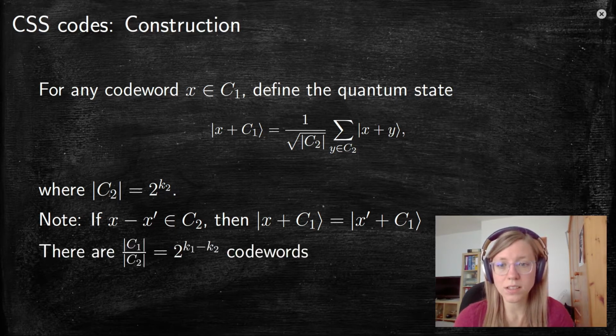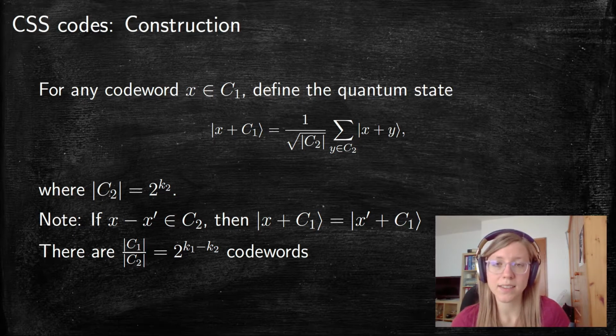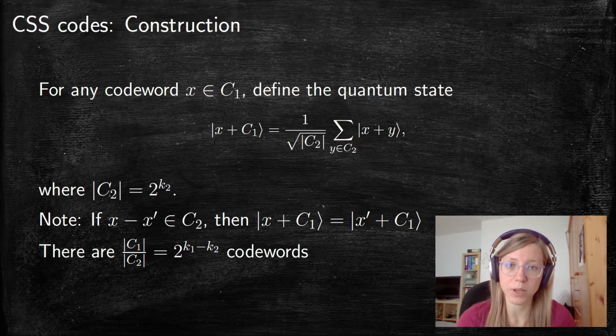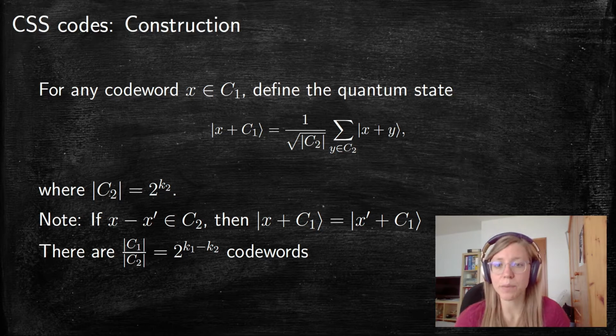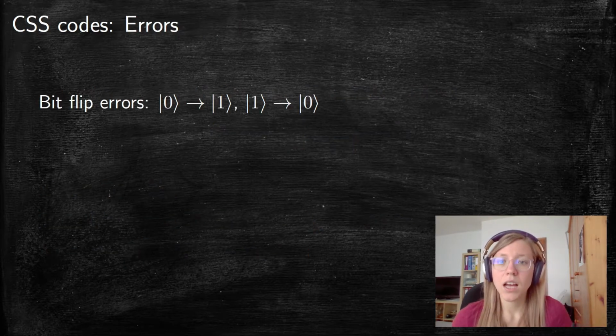Just a consequence of this is that the quantum state only depends on the coset in which x is in, and there are the cardinality of C1 divided by the cardinality of C2 cosets, which means that this is the number of code words in the quantum code that we get. And this is 2 to the power of k1 minus k2. Okay, so this is a quantum code.